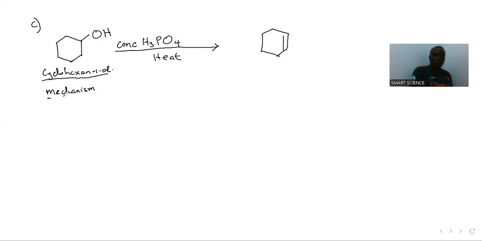the mechanism will begin with ionization of phosphoric acid. Since it is concentrated, ionization will be shown with a reversible arrow, and this will give us H2PO4 negative.